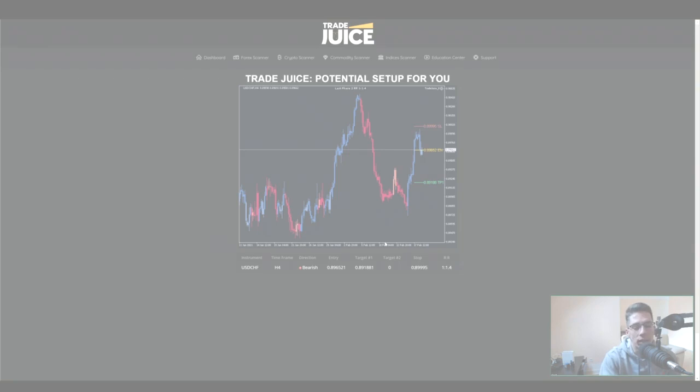It's already valid. There is not a chance that something is wrong. So we want to be looking for a short position at 89.6521 with a target at 89.1881 and stop loss at 89.9995. The risk reward is 1 to 1.4. So if you risk $100, we would be making $140.